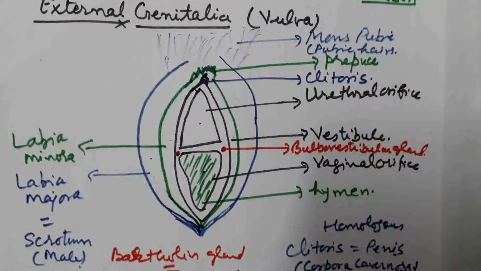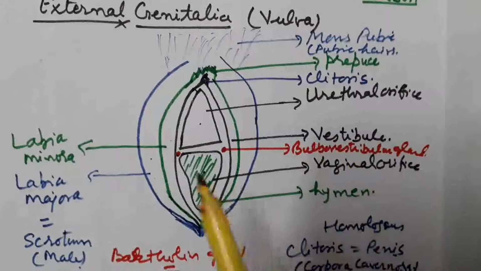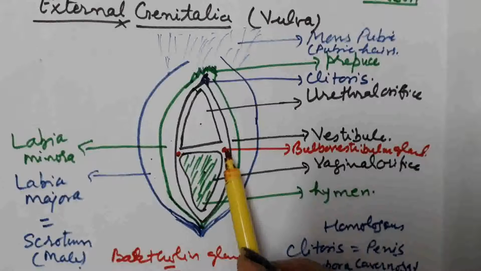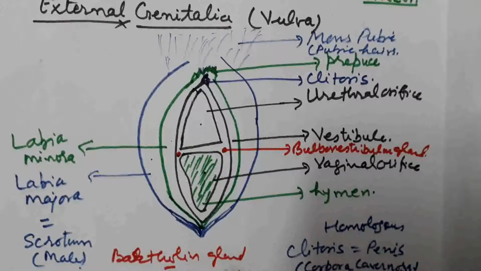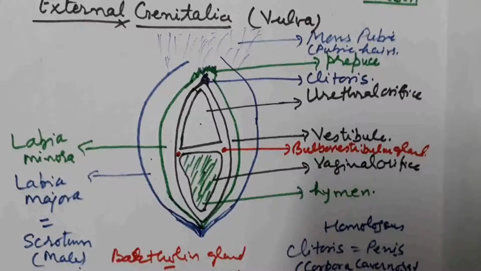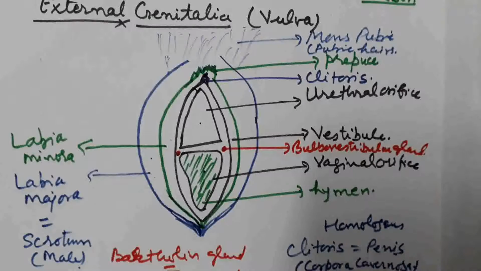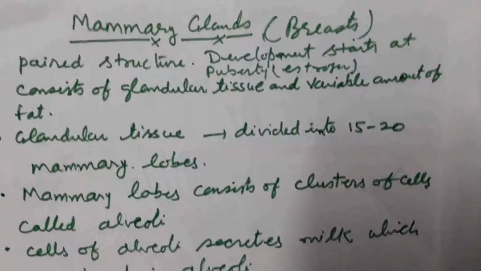So three structures are homologous. First one is the clitoris, which is homologous to the penis. Another is the labia majora, which is homologous to the scrotum. And the third one is the female sex gland, that is the bulbovestibular gland or Bartholin's gland. It is homologous to Cowper's gland in the case of male. Another structure we are going to discuss in this lecture is the mammary glands. This is another female sex gland.